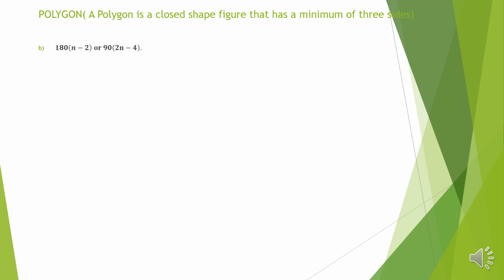Remember this, that a polygon is a closed shaped figure that has a minimum of 3 sides. A closed figure with a minimum of 3 sides, we refer to it as a polygon. And realize that the sum of interior angles in a given polygon will always be given by the relation 180 into bracket n minus 2, or 90 into bracket 2n minus 4. Realize n is the number of sides of that particular polygon.